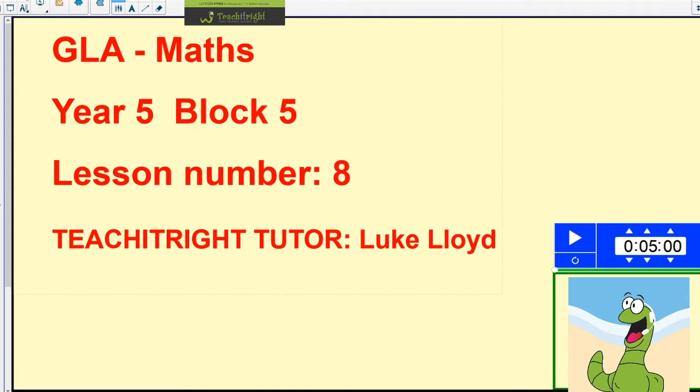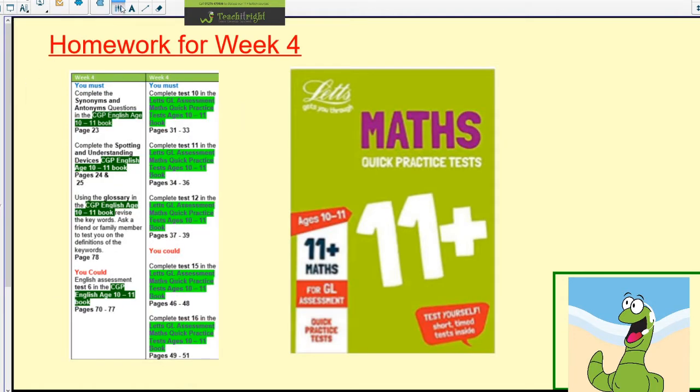Today we'll be looking at the maths homework from lesson number 8. Again, this is GL Year 5 Maths 5 lesson number 8 and I'm Luke Lloyd. So today this is the homework we're going through. It's the homework from week 4 and in this lesson we're going to go through the maths component. So that's this column here. And it comes from the Maths Quick Practice test book. And we're going to go through tests 10, 11 and 12.